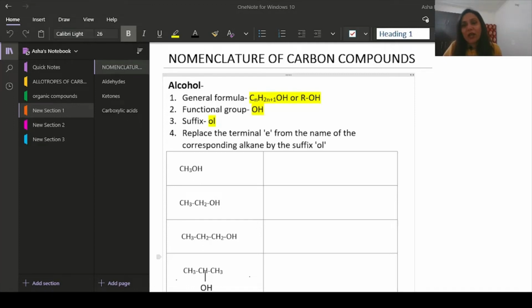Hey everyone, welcome back to another session of carbon and its compound. In our previous session, we have already understood about functional groups, rules of nomenclature, and we have discussed IUPAC names for alkenes, alkynes, and halogens, that is chloro, fluoro, bromo, or iodo group. Now in today's session, I will be discussing IUPAC naming of alcohols, aldehyde, ketones and carboxylic acid.